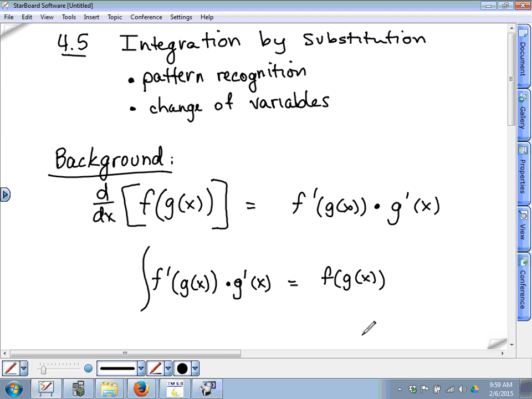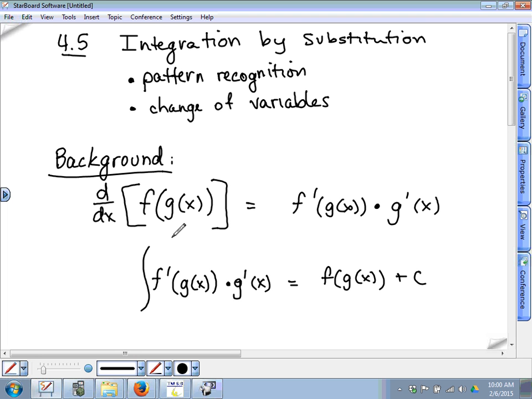Yes and no. Plus C, right? Anytime you take an indefinite integral, there's always the chance that there's some constant we hadn't accounted for. Here's the thing, though. This is going to work out pretty great. How often do you think you have an outer function and inner function multiplied by the exact derivative of the inner function? Never. Once in a blue moon.